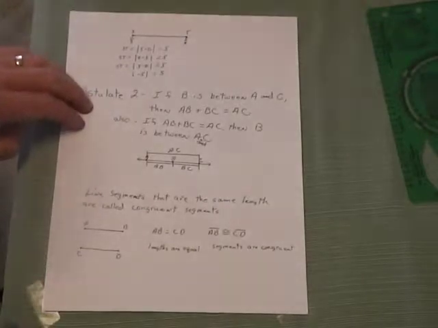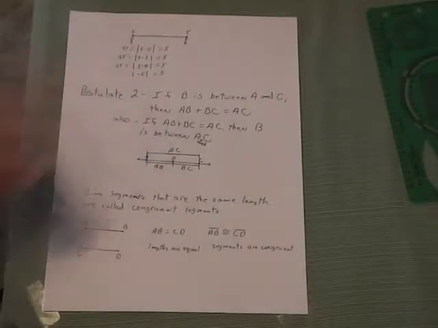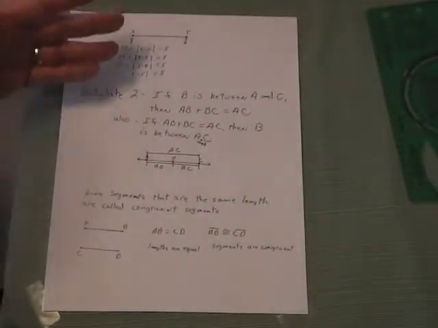All right, the second postulate that we're talking about in this section is postulate 2. It says if B is between A and C, then the length of segment AB plus the length of segment BC is equal to the length of segment AC. This also works conversely. If the length of segment AB plus the length of segment BC is equal to the length of segment AC, then B has to be between A and C. So it works both directions.